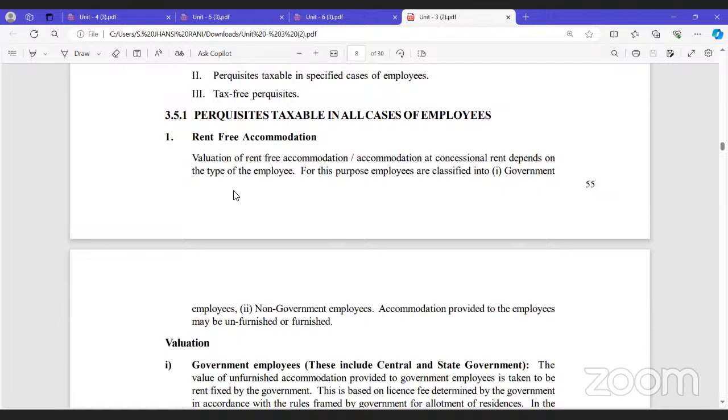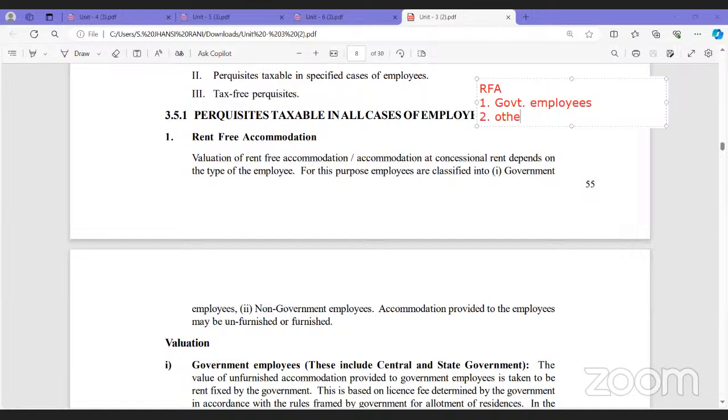Now, under that, the most important one is rent-free accommodation, called RFA. Here it is divided into two: government employees and other employees. For government employees, it's very clear. Whatever rent is fixed by the government, that is taxable. We'll do one problem after understanding this first.